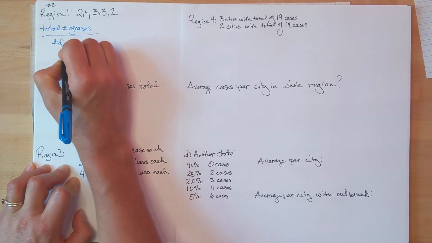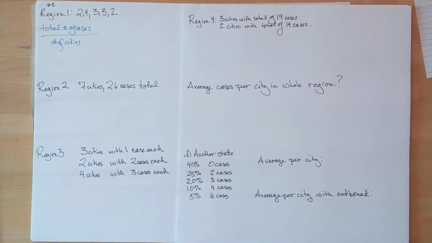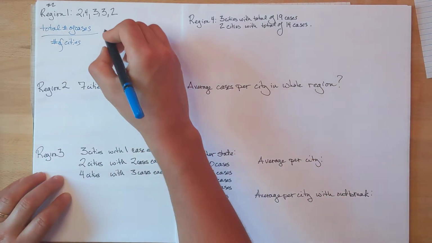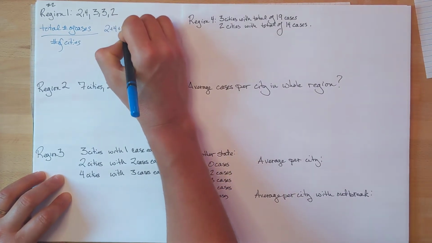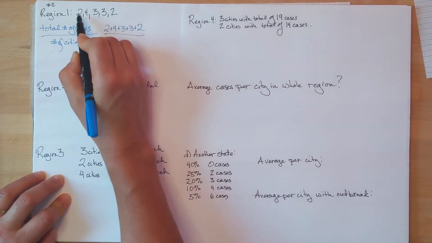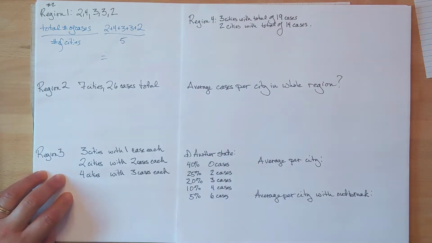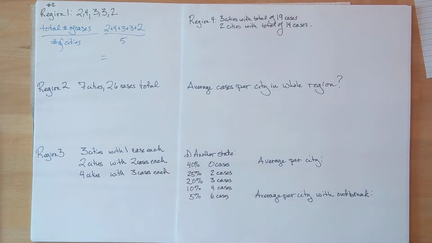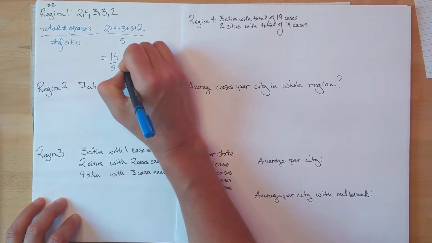And no matter what your data is, if you can calculate those two things, then you divide them to find the average. So region 1, this is your basic, grade school average. Your total number of cases is 2 plus 4 plus 3 plus 3 plus 2. The number of cities is 1, 2, 3, 4, 5. So I am looking at 14 over 5, or an average of 2.8 cases per city.